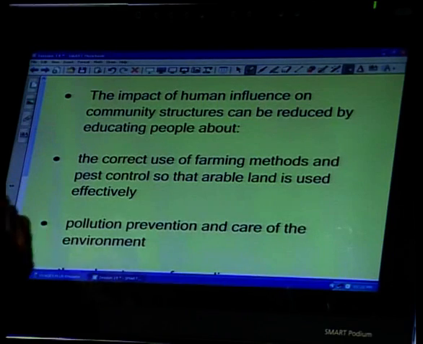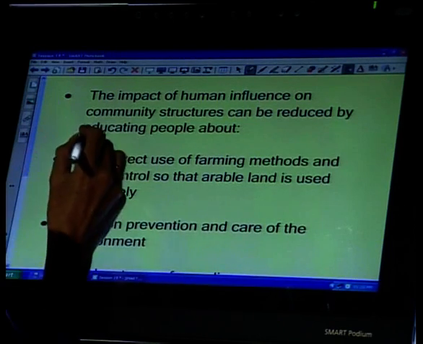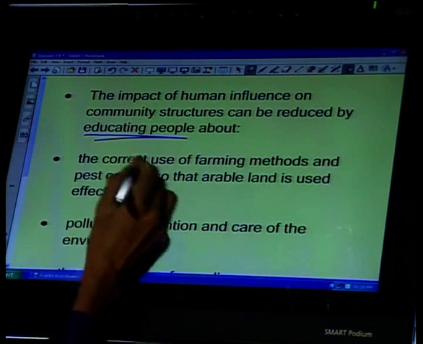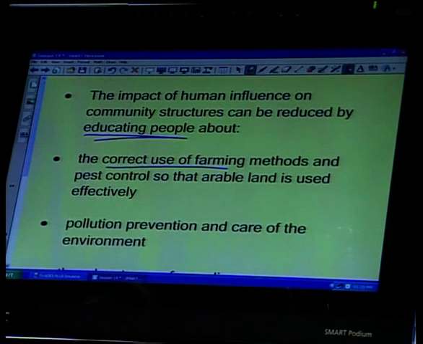And then these animals start wreaking havoc. The impact of human influence on the community structures can be reduced by educating people, using the correct farm methods, and correct pest control. Because remember, if one pest gets into that monoculture, it basically infects that entire field of food quickly. Mealies, wheat, whatever it is. So pest control. So what do people do?